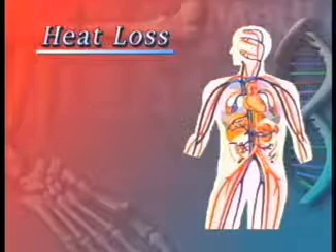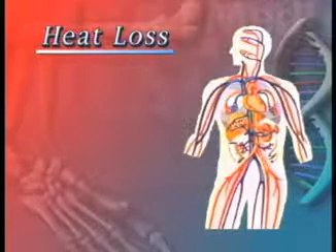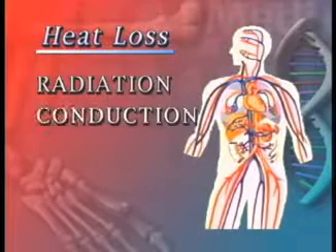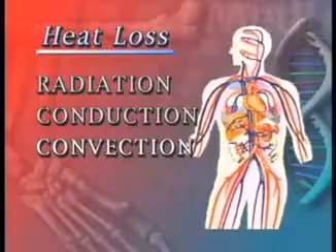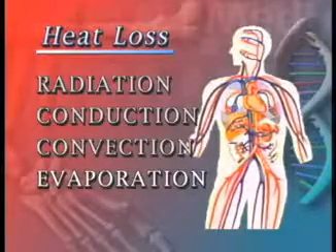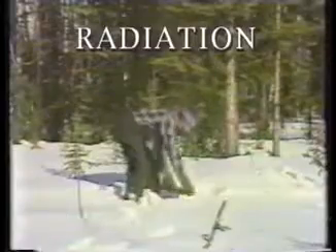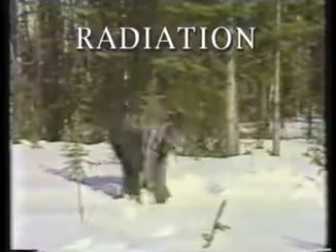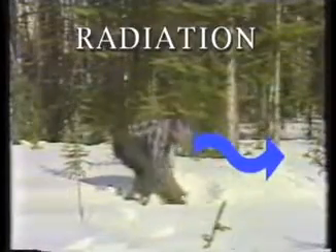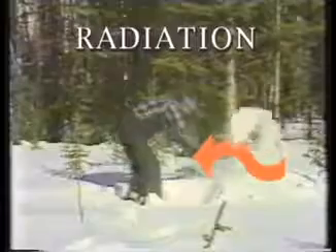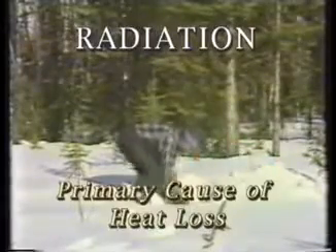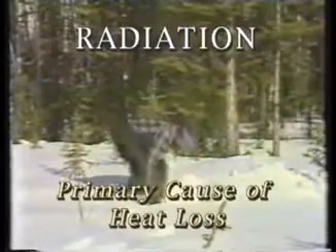Heat is lost from the body through 4 different mechanisms: radiation, conduction, convection, evaporation. Radiation is the transfer of heat waves from the body to the environment or from the environment back to the body. Radiation is considered the primary cause of heat loss. An example of radiation would be to expose a person to a cold environment without adequate protection.